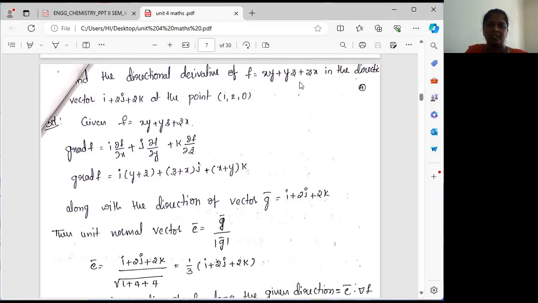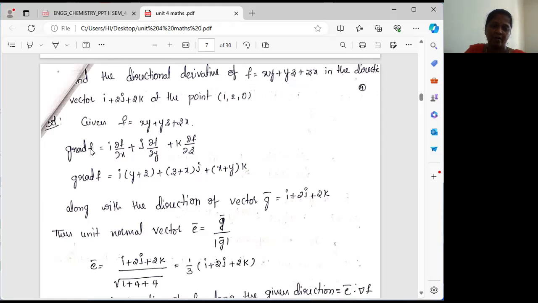Here one scalar is given, one point is given, and one vector is given for the direction. The vector direction they are asking about, we have to find its unit normal vector. Given f equal to xy plus yz plus zx, this is a scalar.